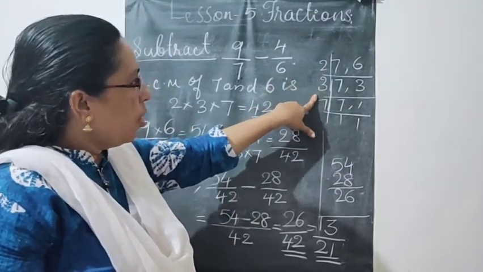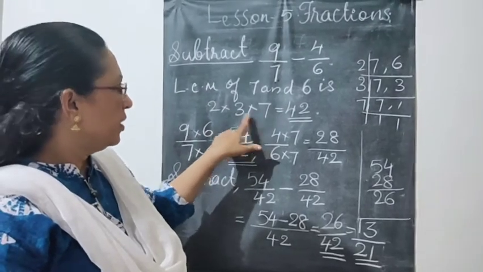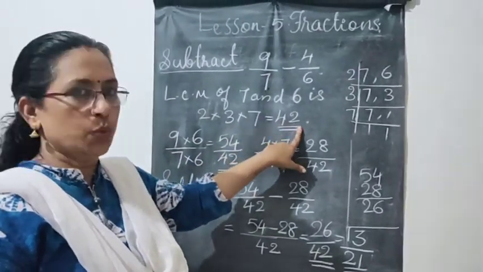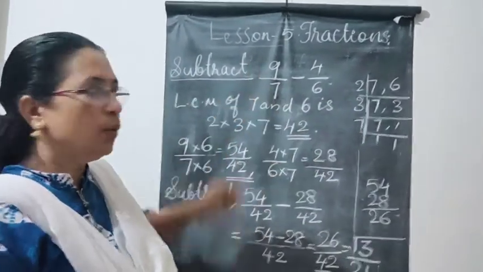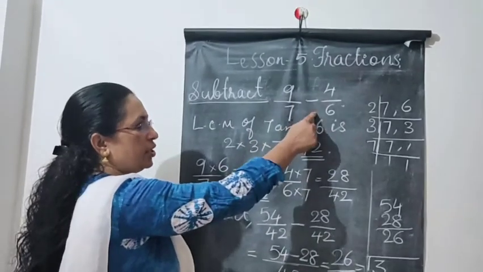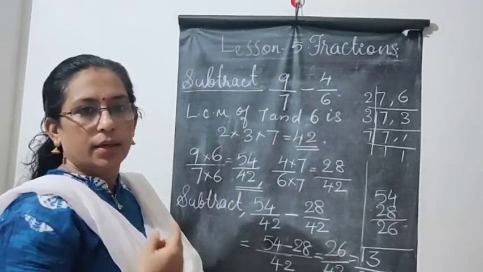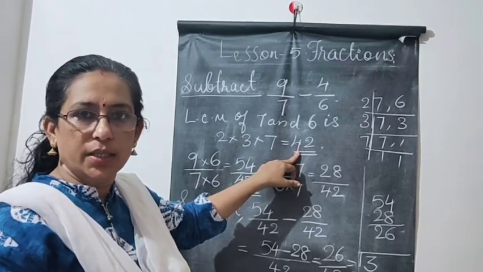Now multiply all the prime factors. 2 multiply 3 multiply 7. 2 3s are 6. 6 7s are 42. Our LCM is 42. That means we have to convert the given fractions into equivalent fractions with denominator 42.